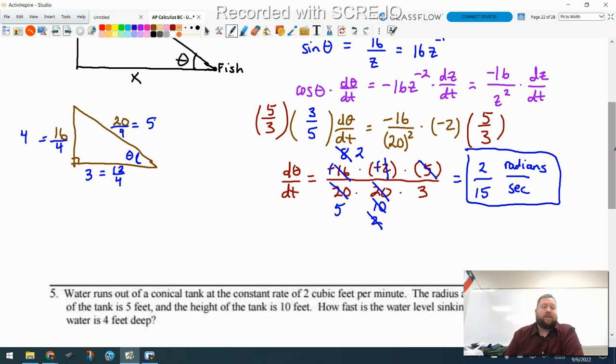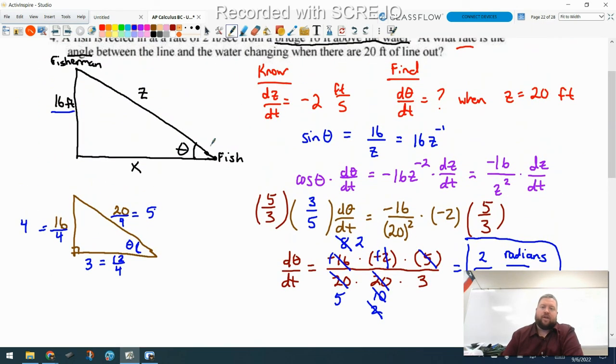Okay, it's a positive value. So think about it. If we reel the fish in, okay, this line gets shorter, then the angle would get larger and larger and larger the closer we get to reeling it in. So it makes sense that this is a positive value. That angle does grow as the fish gets closer and closer to getting reeled in by the fisherman.